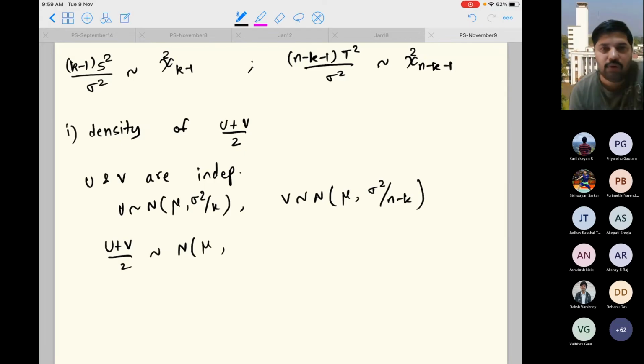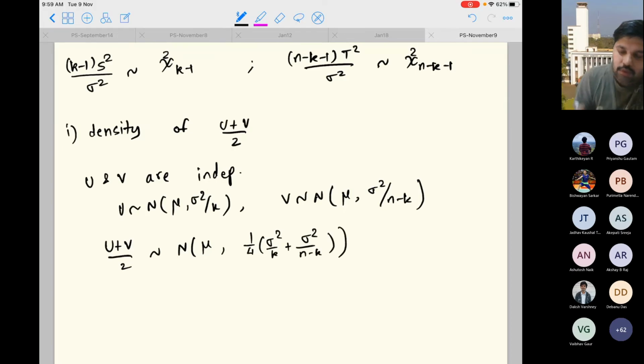Mean will be mu. What will be the variance? 1 by 4 times sigma square by k plus sigma square by n minus k. Correct. 1 by 4 times sigma square by k plus sigma square by n minus k. Is that okay? This is the density of U plus V by 2.